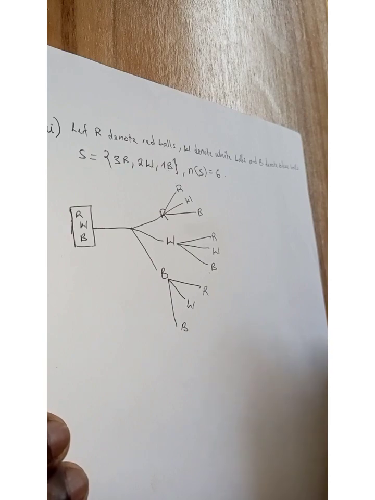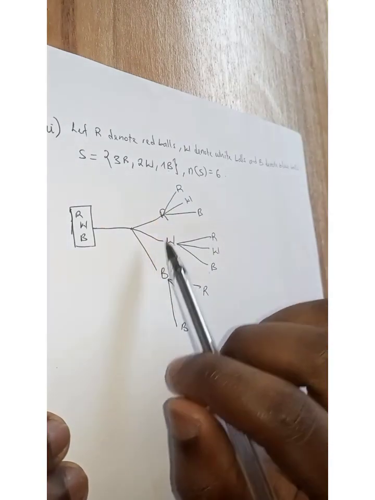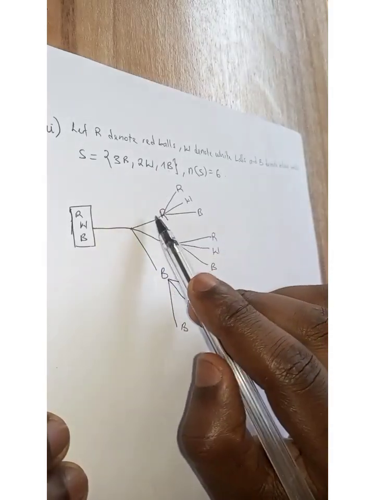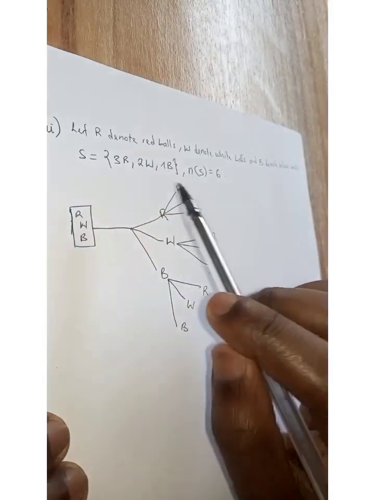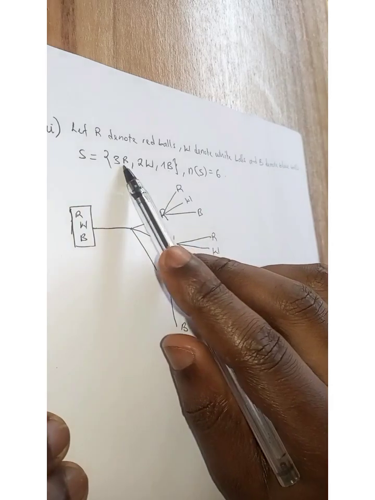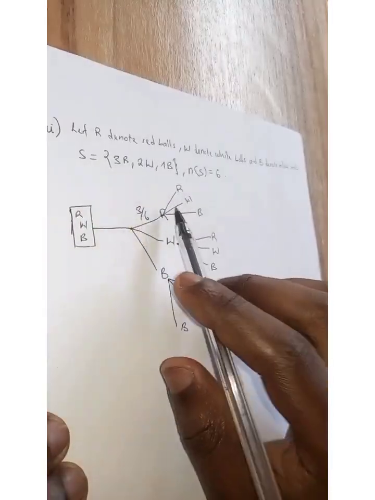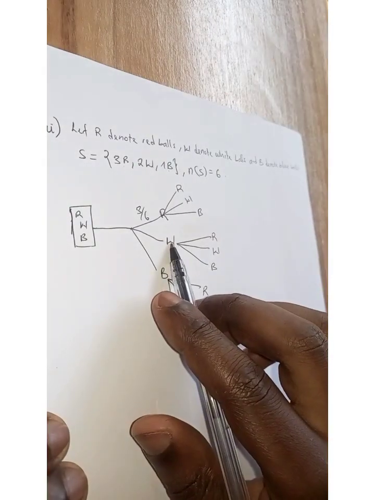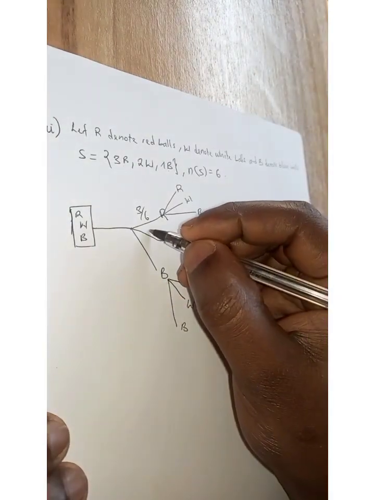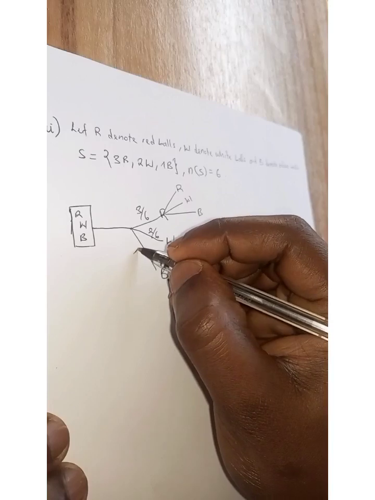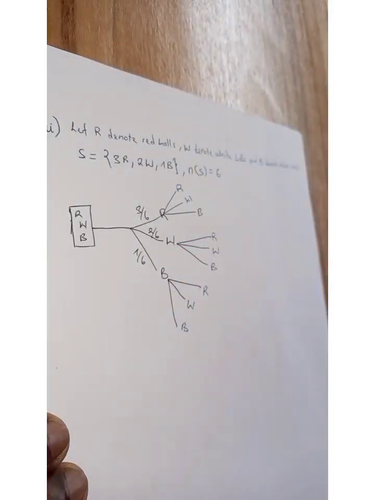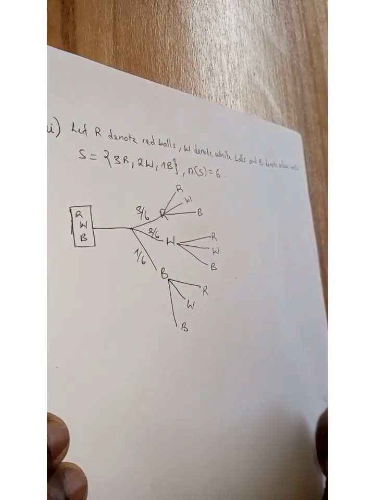each event here. From the first trial, what is the probability of taking out a red? The probability of taking out a red is 3 out of 6, since there are 3 red balls in that bag. And the probability of taking a white is 2 out of 6, and that of taking out the blue is 1 out of 6. Now we are done with the first trial.